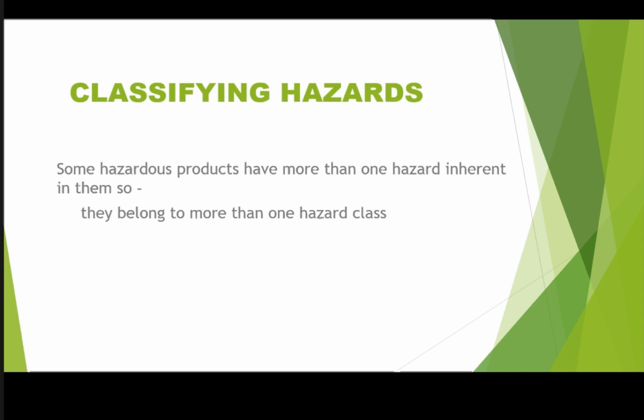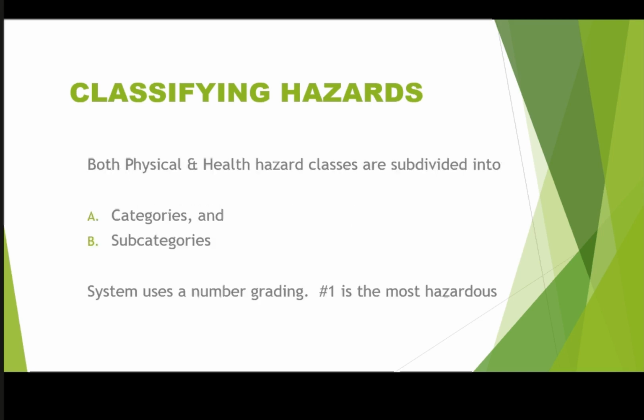Some hazardous products have more than one hazard inherent in them, so they can belong to more than one hazard class. When it comes to pictograms, you can find more than one pictogram on a hazardous material. Classifying hazards. Both physical and health hazard classes are subdivided into categories and subcategories. In other words, there are the most severe and less severe categories.